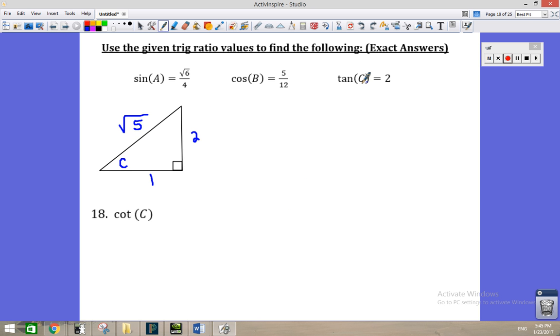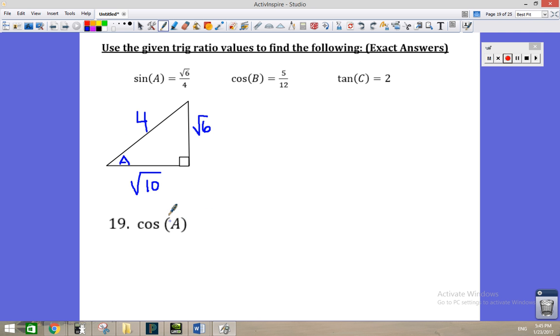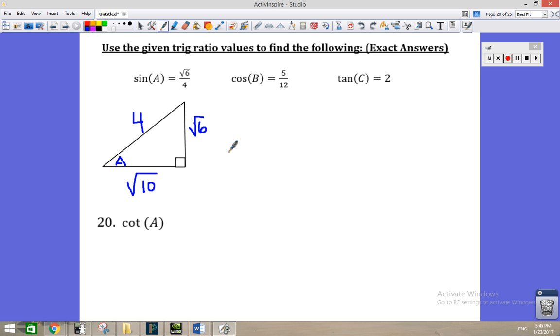Here I'm using the triangle with angle C. The cotangent is the reciprocal of tangent. Tangent's opposite over adjacent. Cotangent's adjacent over opposite. So this is just 1/2. The cosine is the adjacent leg over the hypotenuse, and this is radical 10 over 4, and we can't simplify that because we can't simplify the radical 10.